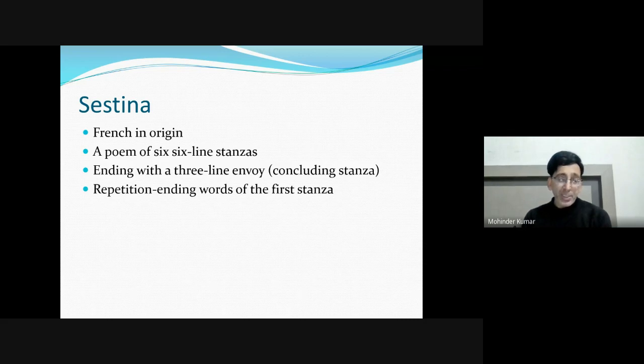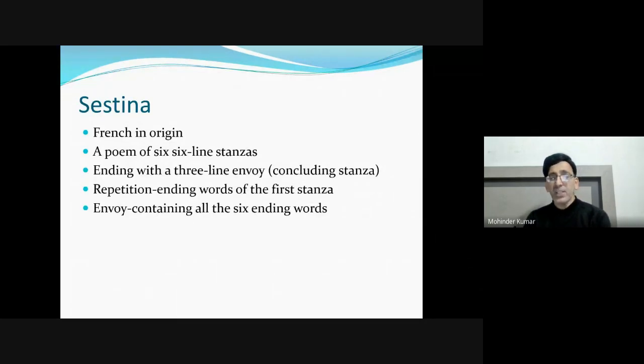and there is a repetition also. What is the repetition? In a sestina, the ending words of the first stanza are repeated. They keep repeating. And in the envoy, which is a stanza of three lines, all six of those ending words are repeated. It is a very technical form. I know that nothing is clear to you yet.